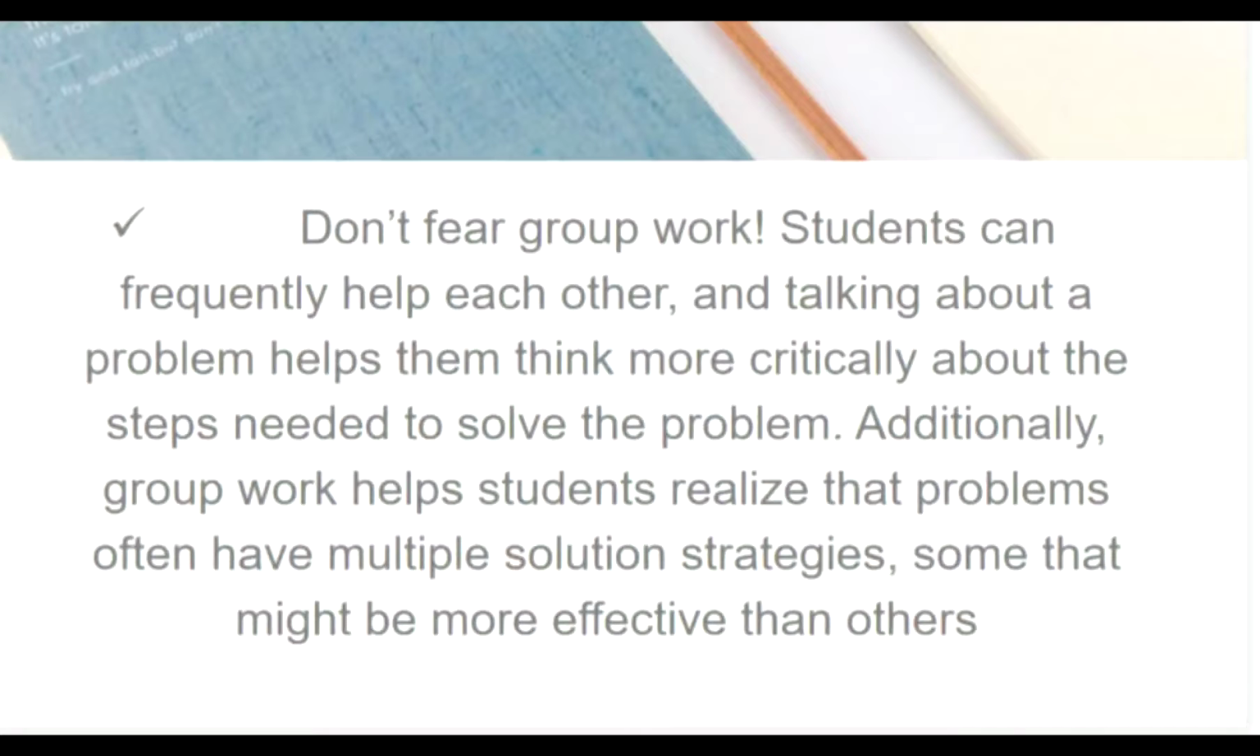Don't fear group work. Students can frequently help each other, and talking about a problem helps them think more critically about the steps needed to solve the problem. Additionally, group work helps students realize that problems often have multiple solution strategies, some that might be more effective than others.